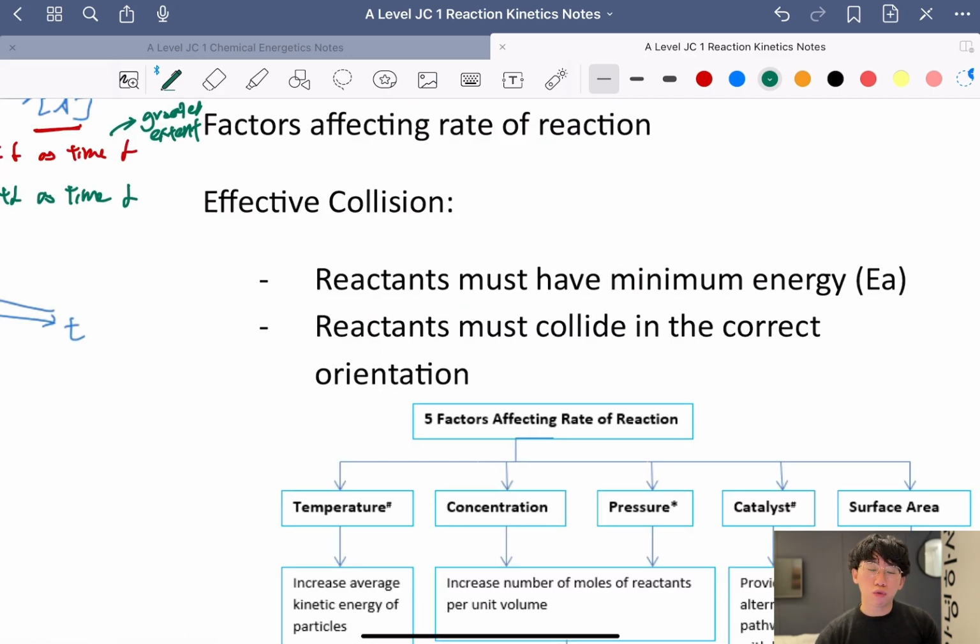Next are factors affecting the rate of reaction. In order to understand what makes up a reaction within your system, you have to know about effective collisions. Effective collisions are when reactants have a minimum energy, which is an energy greater than activation energy, and the reactants must collide in an exact orientation for the reaction to occur. With these two conditions, we can think of the factors that will affect any of these two conditions.